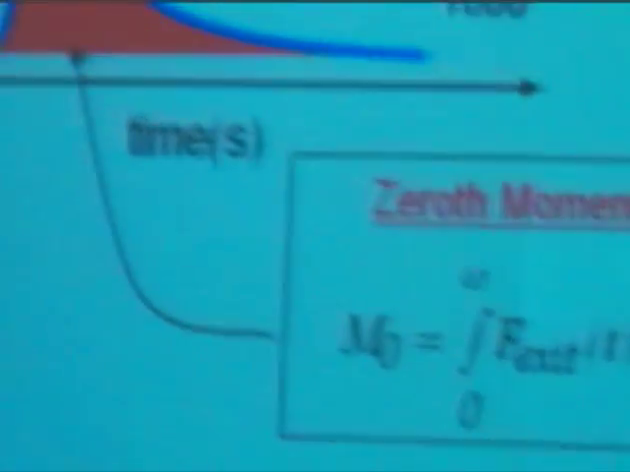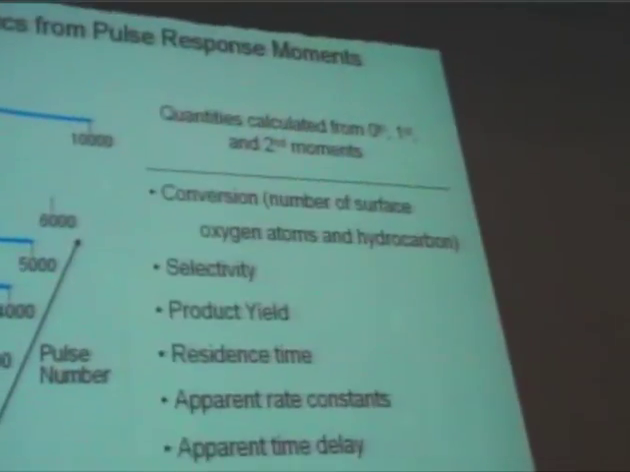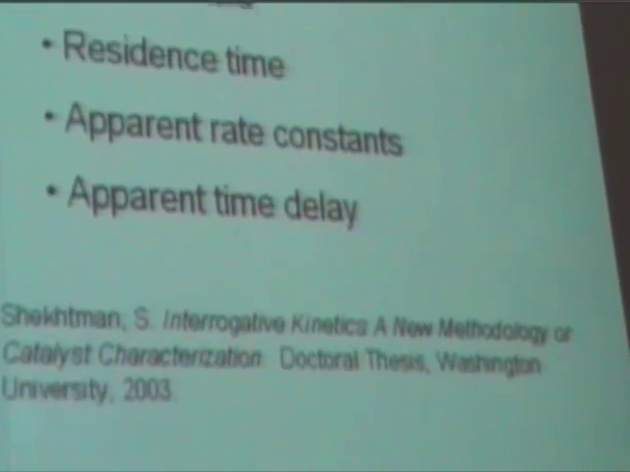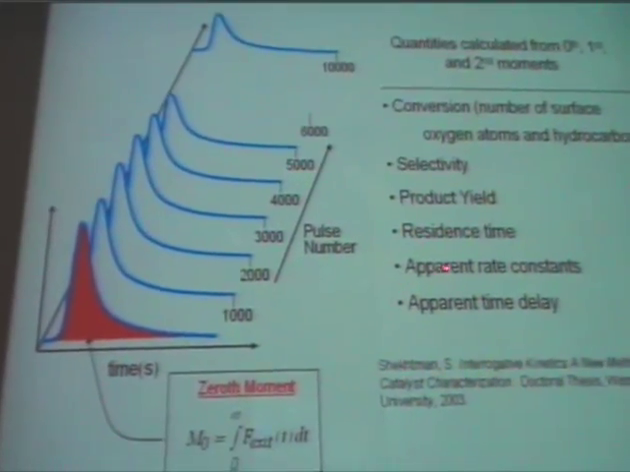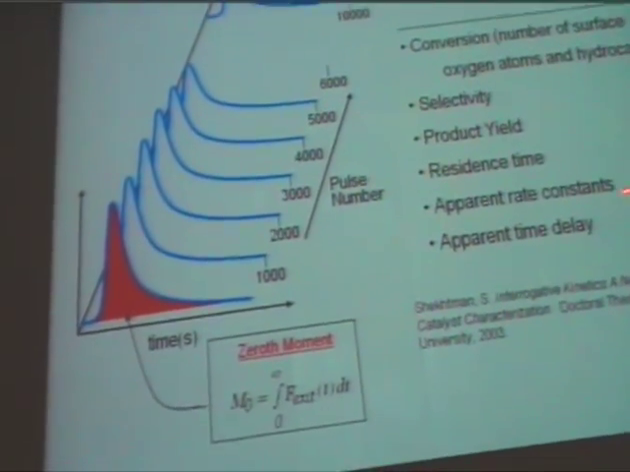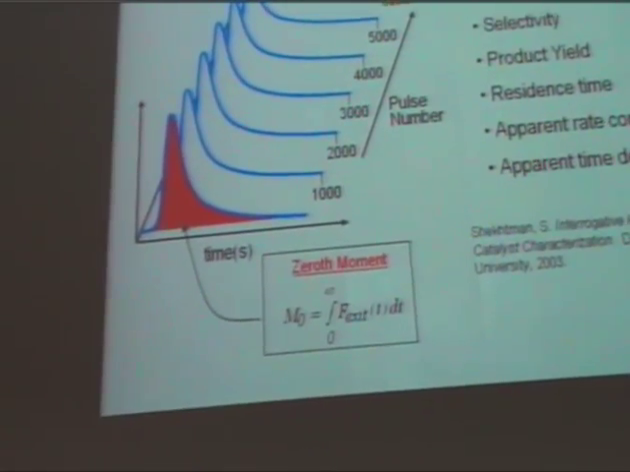So here we have real pulse-by-pulse data versus pulse number. And what we measure are different moments, zero moments, the areas under curves, and using the zero moments we measure typical chemical characteristics. We measure the conversion, selectivity, and product yield, but then we also extract residence time, of course, diffusional residence time. And we have a methodology and theory, which has been developed since 1995, and we measure the apparent rate constant and apparent time delay for every pulse and for every reactant.